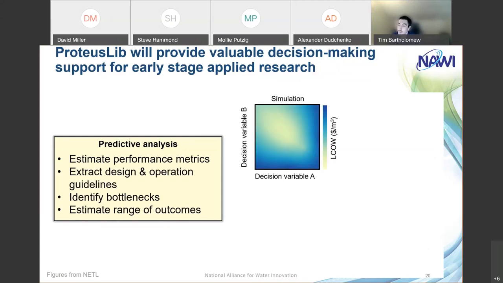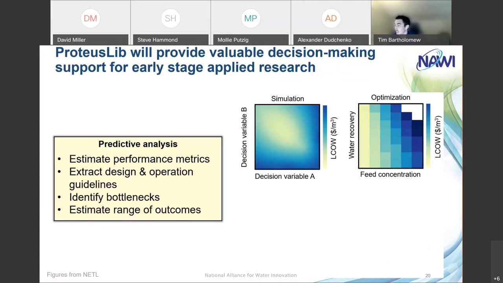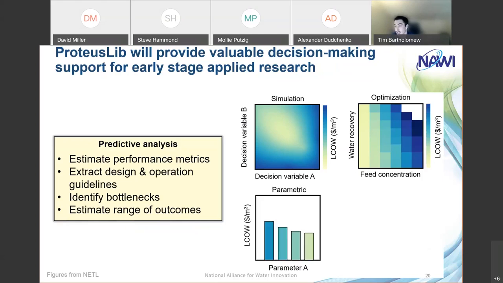And so results could be simulation-based, where we're varying two decision variables and seeing how it affects an outcome metric. But primarily, we're focused on optimization, where those decision variables are optimized for some objective, like minimizing the levelized cost of water, and then assess the technology over its full application space with feed concentration and water recovery. We also can do sensitivity analyses and see how an outcome metric is affected by changing a parameter. And then more of a stochastic approach where you include uncertainty for a variety of parameters and get a distribution for what the expected outcome metric would be.